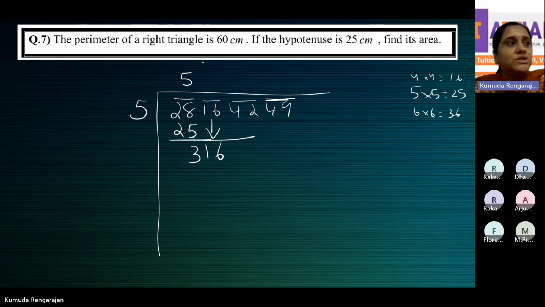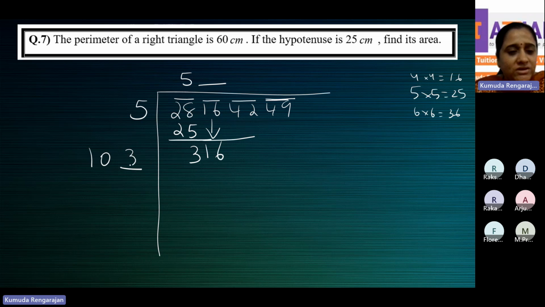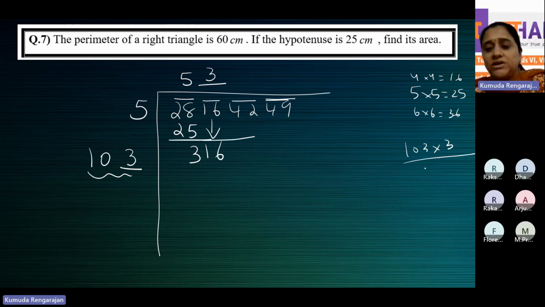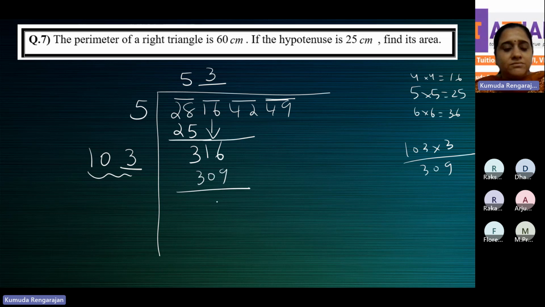Double the quotient. Whatever you place here, place the same thing here. So if you place 3 here, you should place 3 here also. So what is it? 103 into 3. Multiply 103 and 3, not 53. 103 into 3 is 309. Yeah, it is close. So 309, subtract, 7. Bring the next pair down.